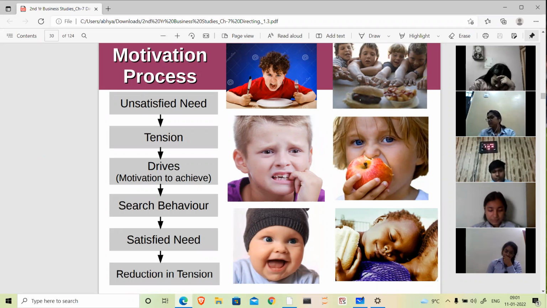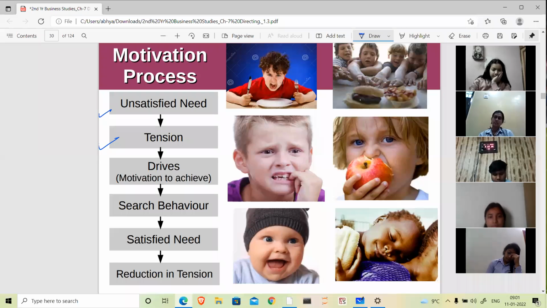Second, when there is an unsatisfied need in your mind, it will create tension. It means you will try to satisfy that particular need. You will always be in the process of satisfying that need. Suppose you are feeling hungry. You can see in this picture that in the first picture, the child is feeling hungry. Whenever you start feeling hungry, there will be tension in your mind and you will not be able to focus on any other thing. Again and again, the same thought will come to your mind.